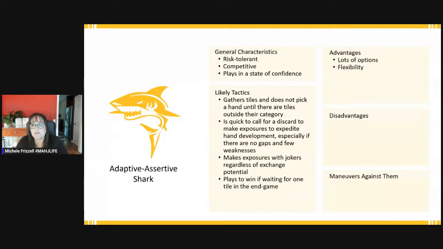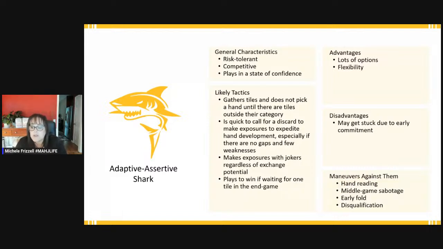The advantage is they have lots of options because they're adaptive, and they have great flexibility because typically they already know when they start making exposures what hand they're playing. So if they need to switch, they likely have a plan B for whatever will work with their exposures as they develop the hand. Also, the disadvantage for them is they may get stuck if they commit too early with an exposure. That happens especially if you don't have a plan B.